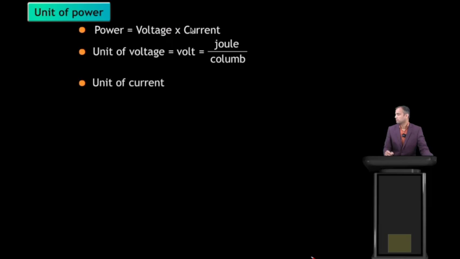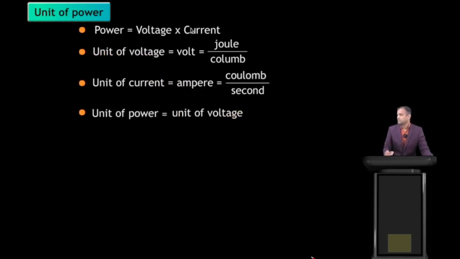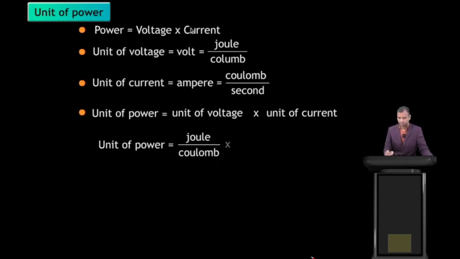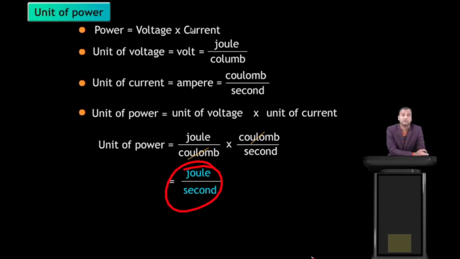Again, the unit of current is ampere, or it is coulomb upon second. So use both these. Unit of voltage into unit of current. Now it is again joule upon coulomb into coulomb upon second. So we can cancel out coulomb. Now it is joule upon second. I think you have learned about this unit also. This is the unit of power, and again it can be written as watt.